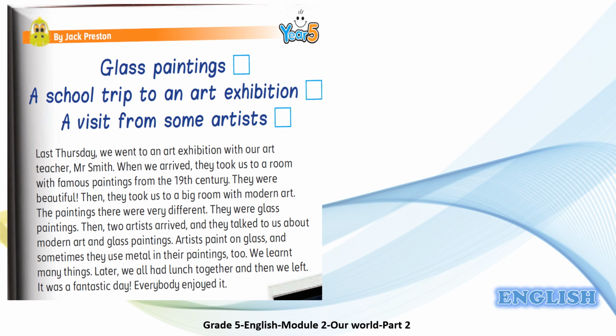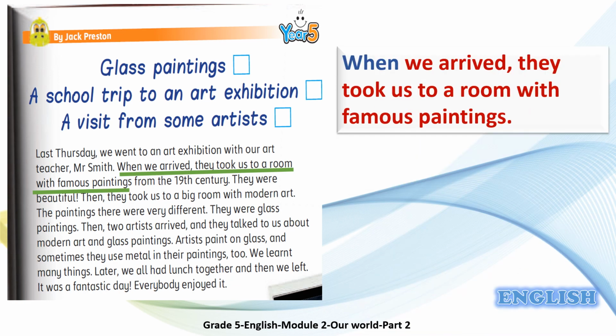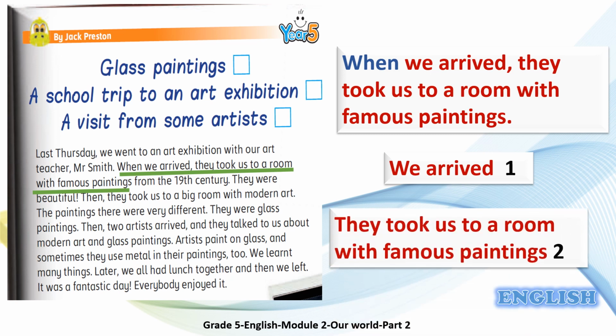Let's start by recalling the text that we read yesterday. Do you remember that text? It was about a school trip. Can you read this underlined sentence? Well, when we arrived, they took us to a room with famous paintings. Can you tell me what happened first and what happened after that? Of course, we arrived first, and then they took us to a room with famous paintings.